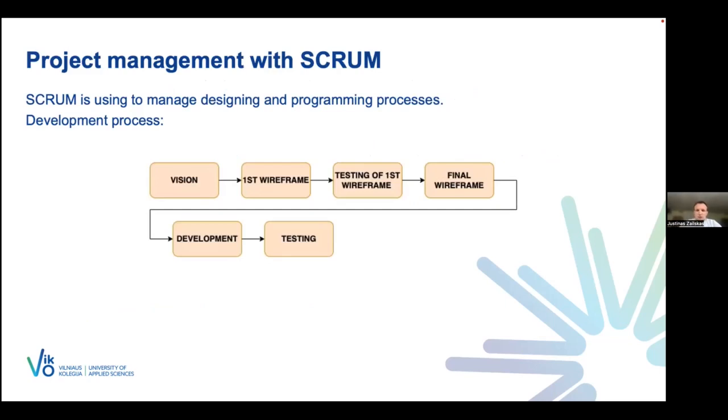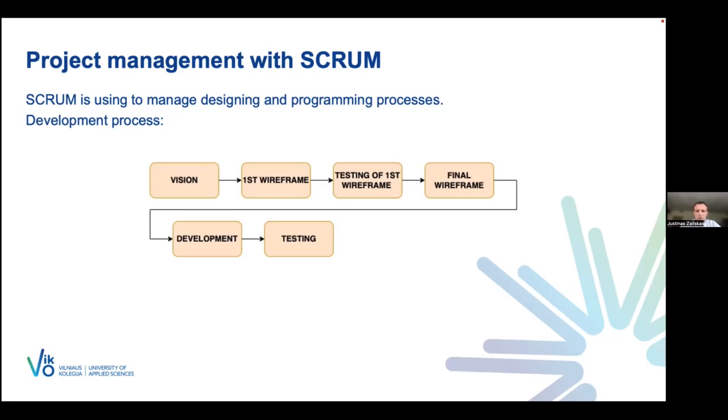Design and programming are interrelated processes. Some people do designing and others programming. We use the Scrum project management methodology to manage this process. The development of the tool consisted of sprints. Each sprint had a specific purpose, for example, the implementation of the industry data part.